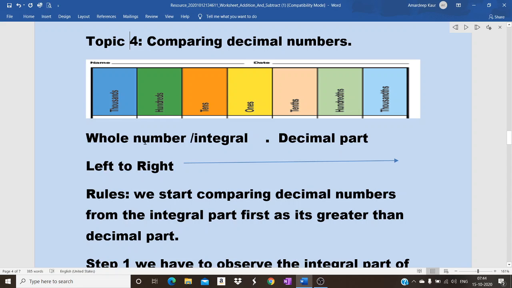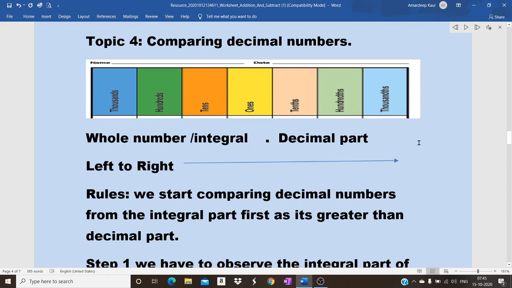We have a whole number or integral part towards the left side of a decimal point, and towards the right side of a decimal we have a decimal part. The places in the whole number are exactly the same as we have learned till now, that is ones. This is your decimal. Immediately towards the left we have ones, tens, hundreds, thousands, and immediately towards the right of the decimal we have tenths, hundredths, thousandths, and so on.